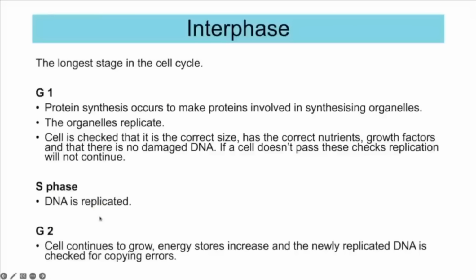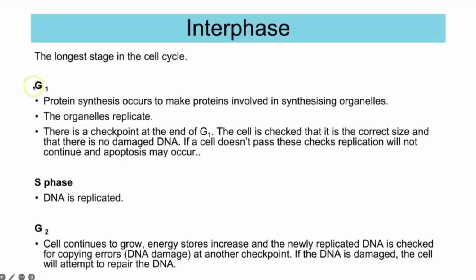G2 is when the cell continues to grow, energy stores increase, and the newly replicated DNA is checked for any potential copying errors. I've edited this slide for 2025 to make sure that the descriptions of what's happening in G1 and G2 are really mark scheme specific. So make sure you have a look at the level of detail on this slide when you're making your notes or flashcards, because this is the level of detail required for the mark scheme.